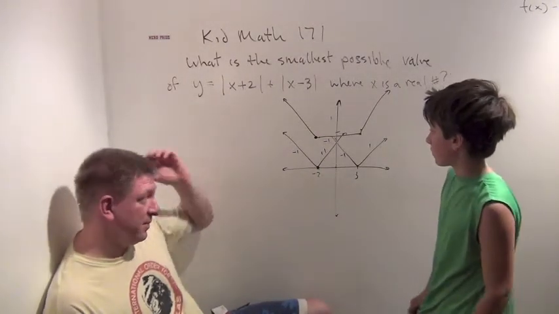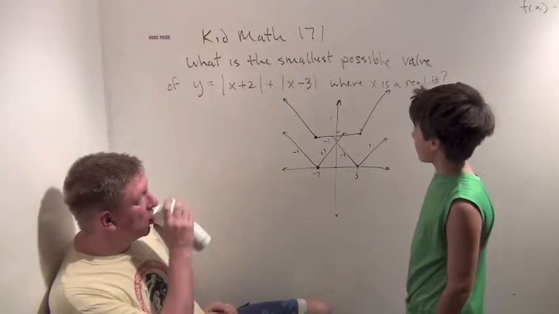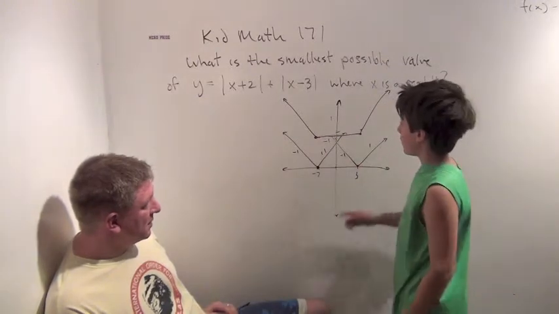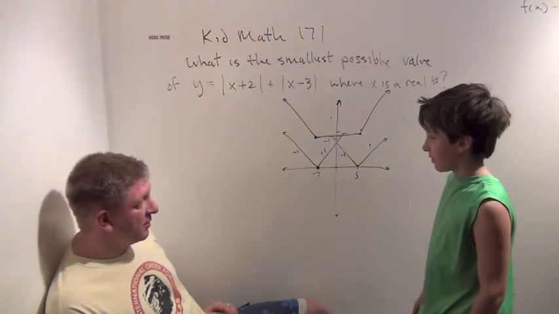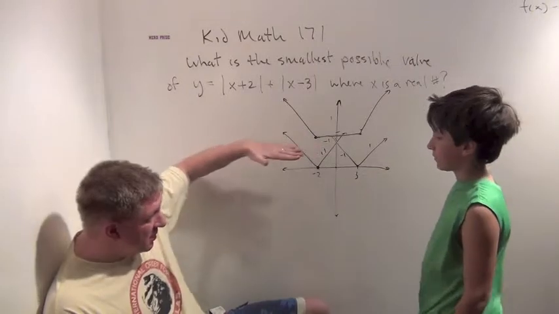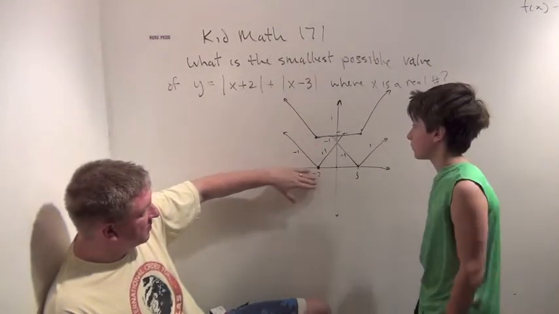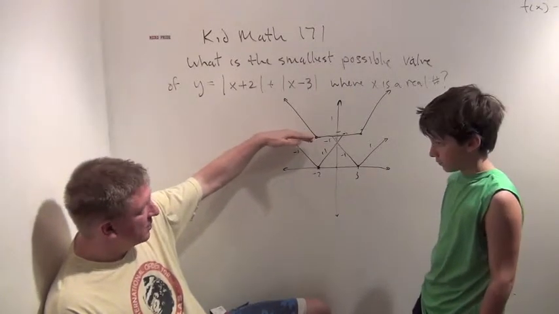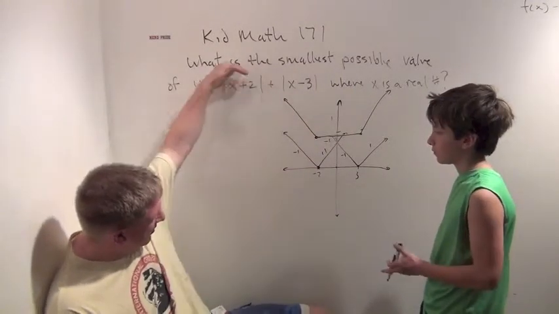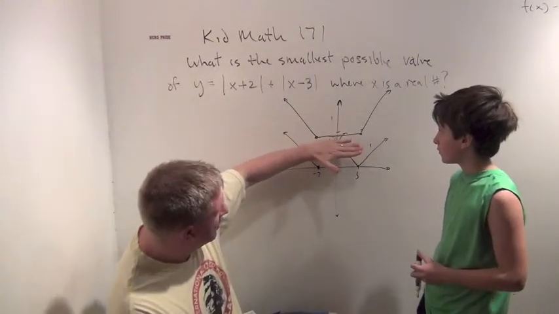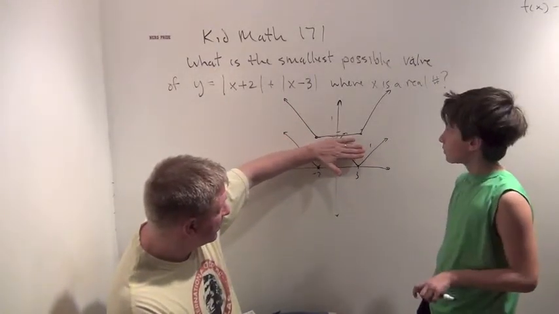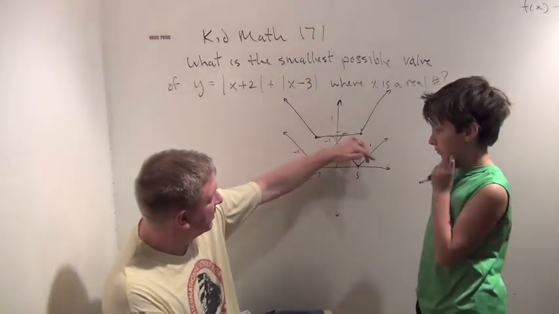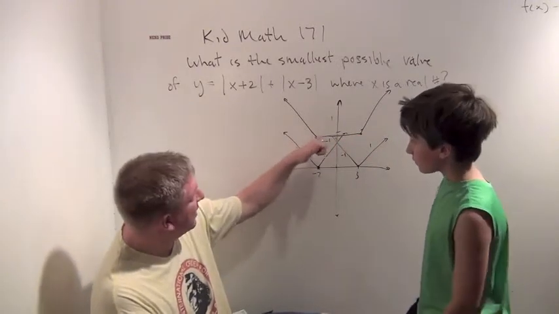So what's the minimum value? Well, the minimum y value is 5. It's a flat horizontal line between x equals minus 2 and x equals 3, and that horizontal line is at y equals 5. So we have a steep slope coming down, a flat horizontal line across, and then a steep slope of 2 going up the other way. So the minimum value turns out to be achieved at all of these points, and it's 5.